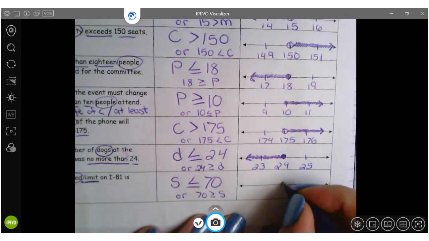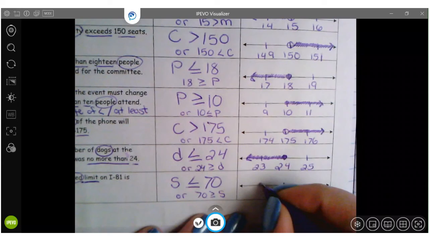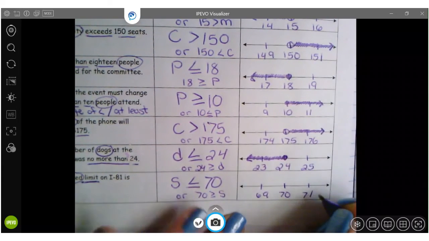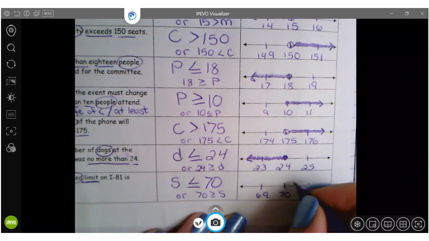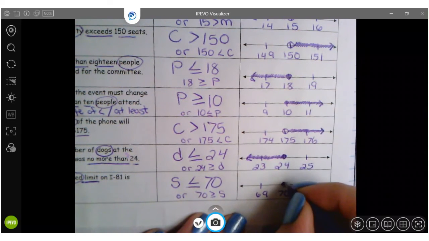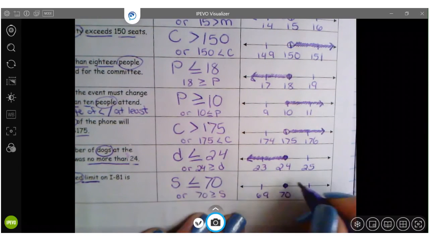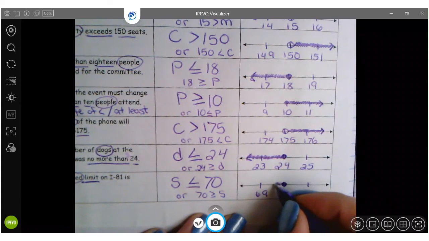So 70 would go in the middle, 69 and 71. This would be a closed circle on 70 because of the line under my inequality symbol, because I can go 70 miles an hour without worrying about a ticket. And values less than it are to the left.